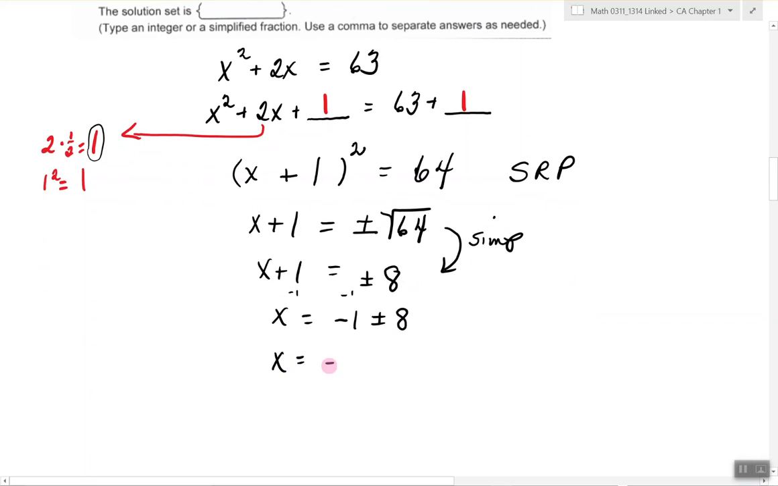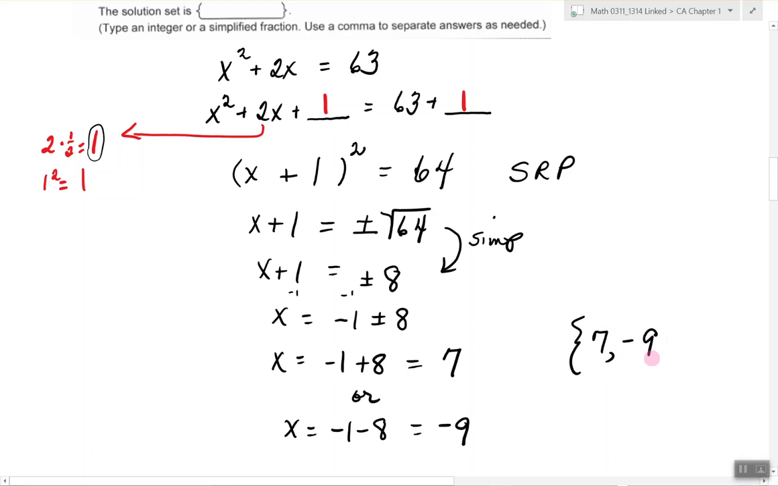So x is equal to negative 1 plus 8, which is 7, or x is equal to negative 1 minus 8, which is negative 9. Your solution set is 7, negative 9. Doesn't matter about the order.